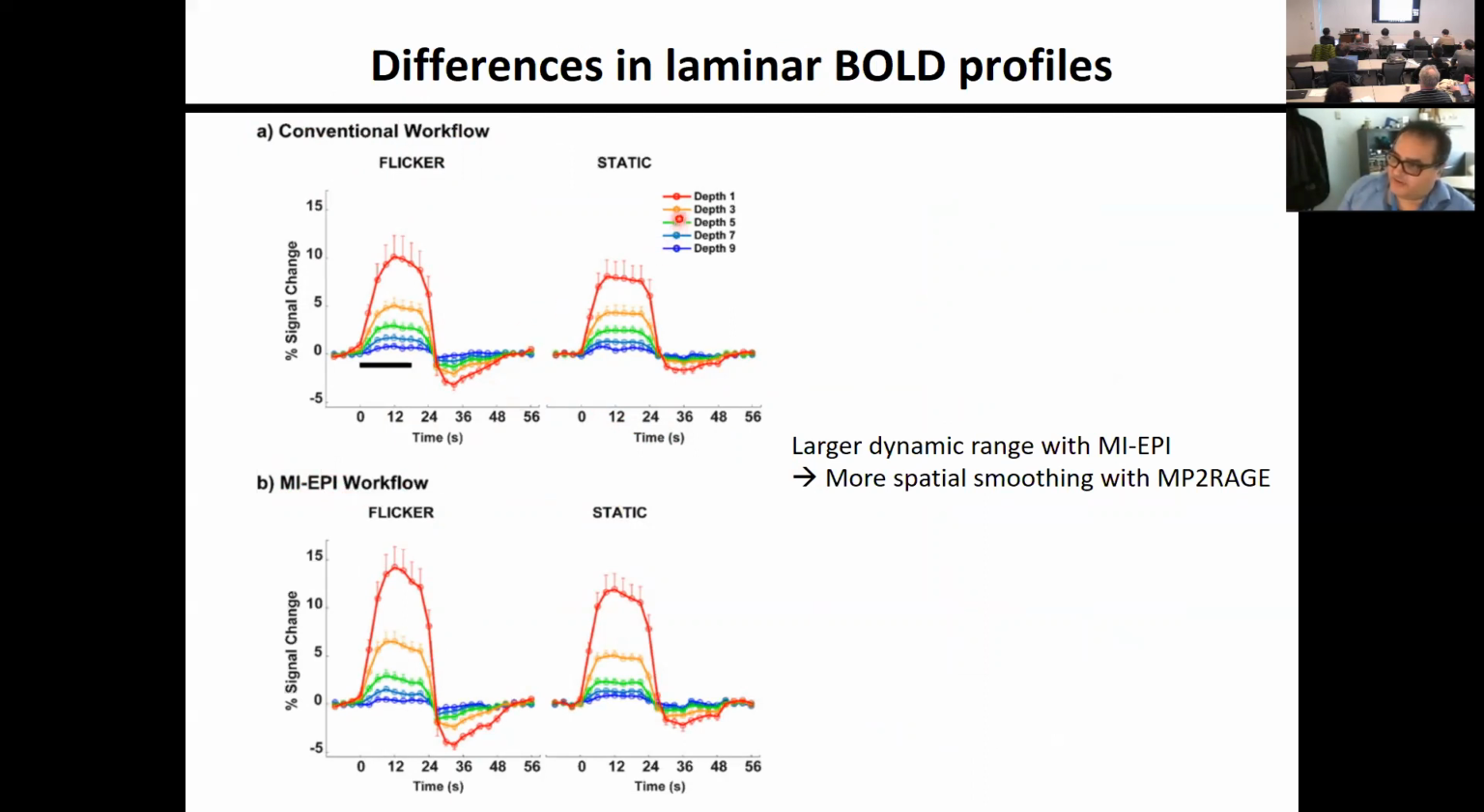What you see now is, let's just look at one condition, flicker. In red, you have gray matter voxels which are closest to the surface. In blue, closest to white matter. You see the well-known signal increase towards the surface. However, if you compare the inversion recovery versus the MP2RAGE for the flicker, what you see is the dynamic range is much larger for the inversion recovery workflow than for the conventional workflow.